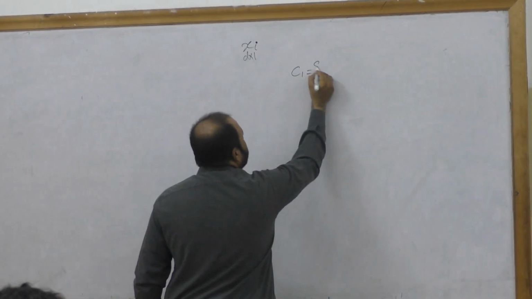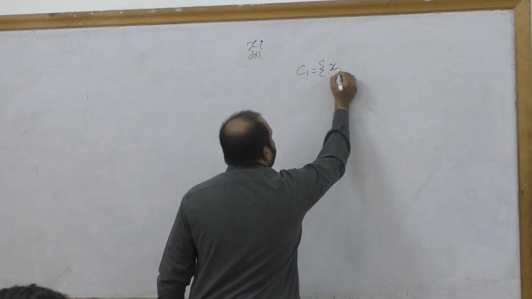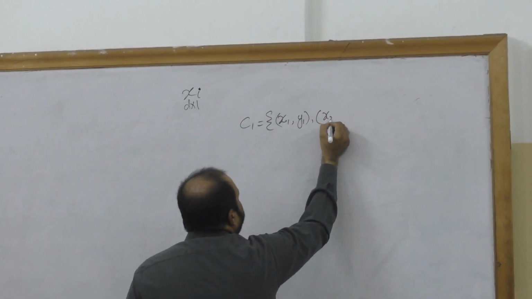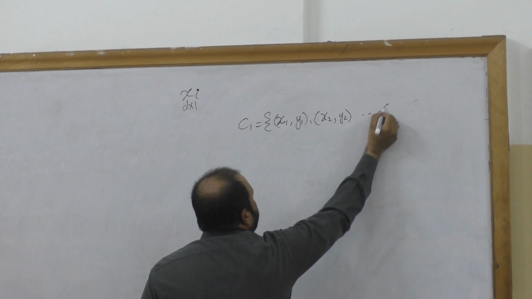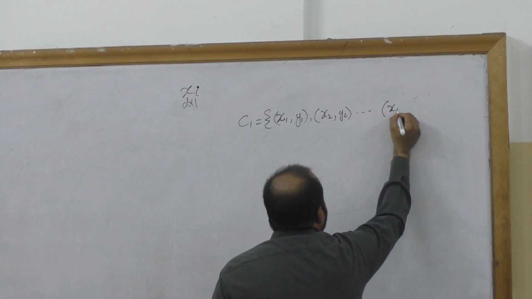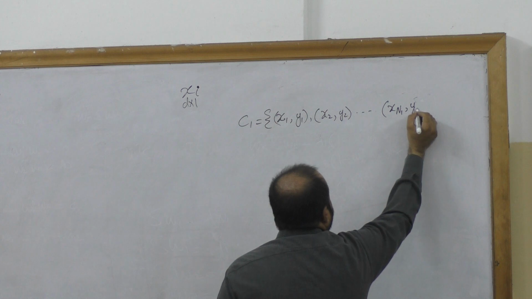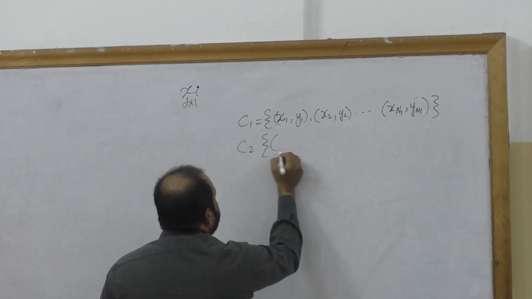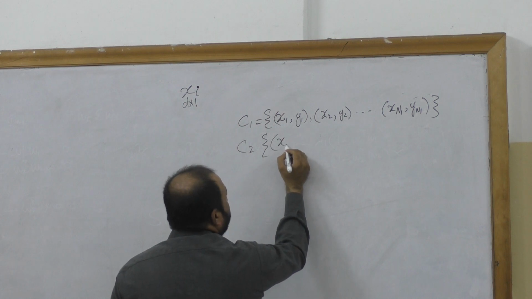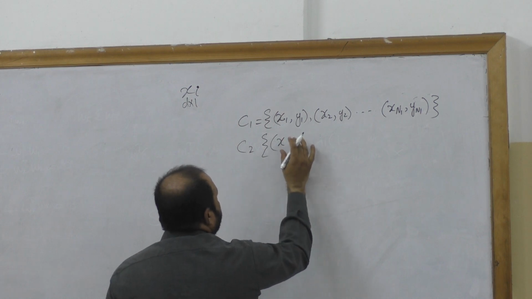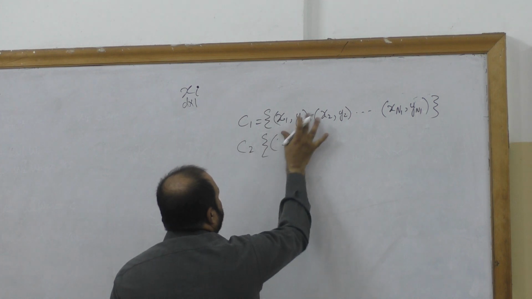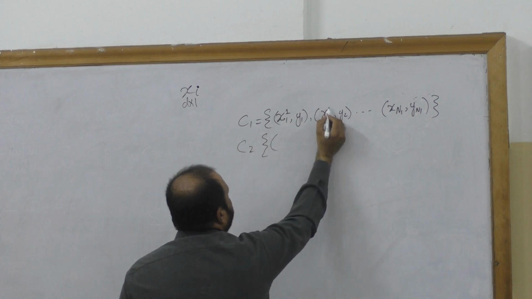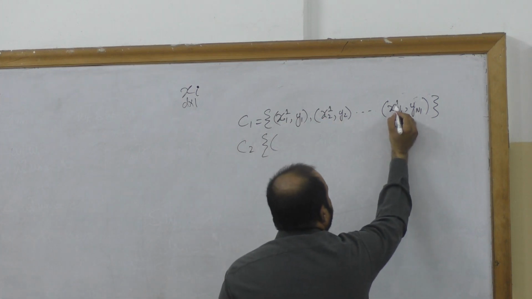The class 1 points, they are x1, y1, x2, y2. These are all the points of class 1, up to x n1, y n1. सही है? And similarly, class 2 के जितने भी points हैं, they are these. So this is x11. सही है?